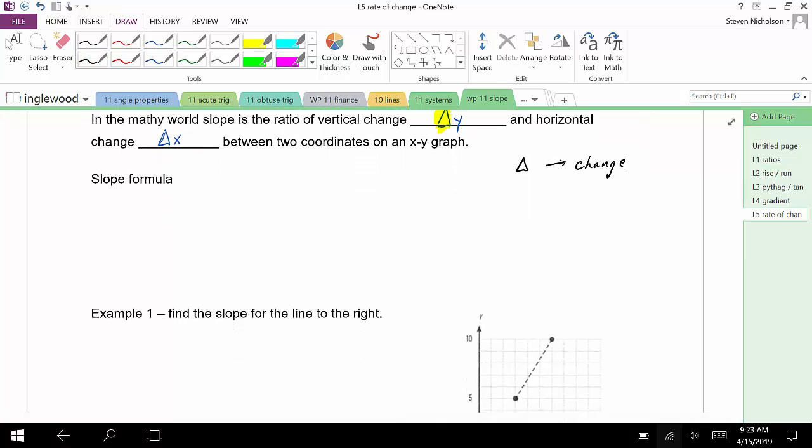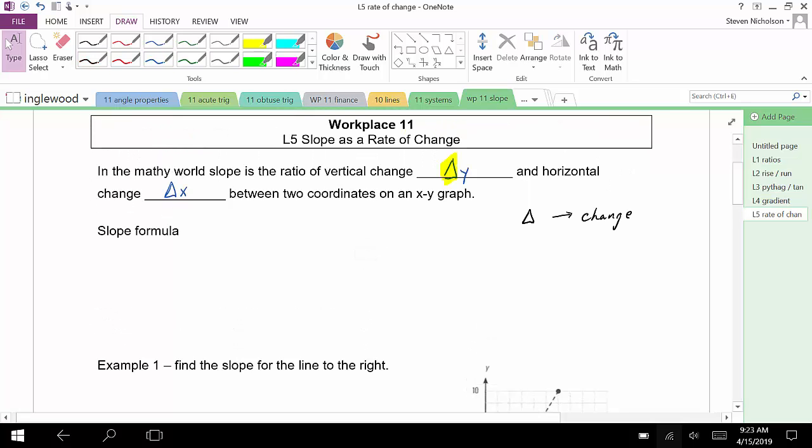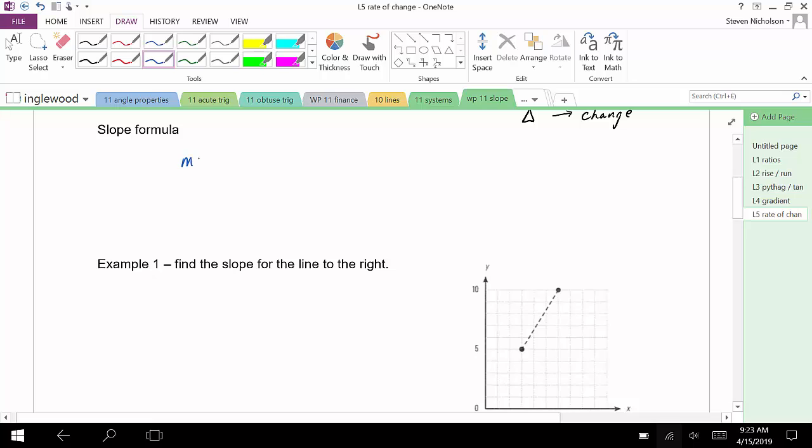And we have a formula for that. The slope formula is m is equal to delta y over delta x, change in vertical distance over horizontal distance. And here's how you find the change in y over the change in x. These subscripts represent the point. We always need two pieces of information to find the slope of a line.